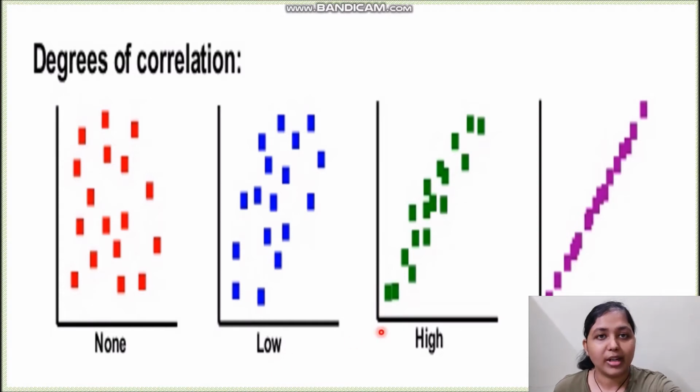So correlation depends, while we are using the scatter diagram, on the way these points are put in the graph. The closer the points are plotted to each other, the higher the correlation between them. And then we can find out whether it is a perfect positive correlation or a perfect negative correlation. We know what a positive slope is and what a negative slope is. So using these different degrees along with the types of correlation, we can find out the actual relationship between the two variables. So that's it for today's video.